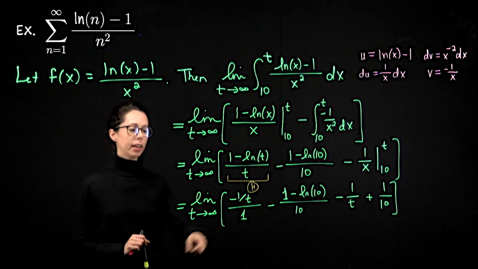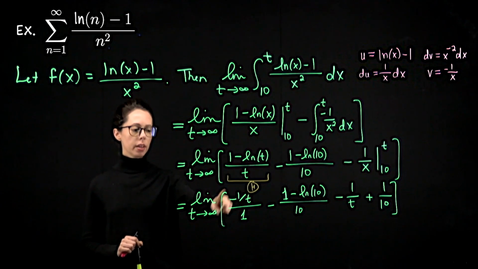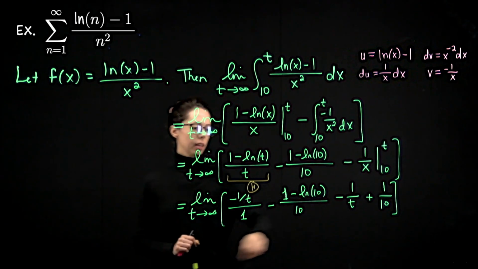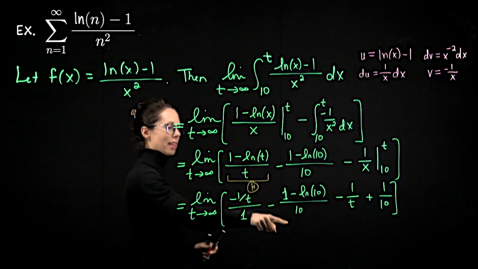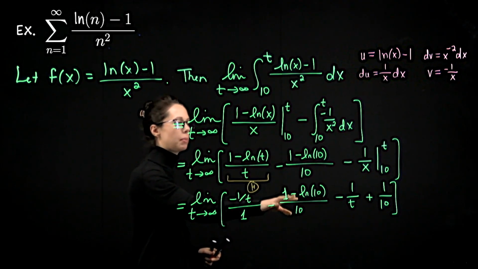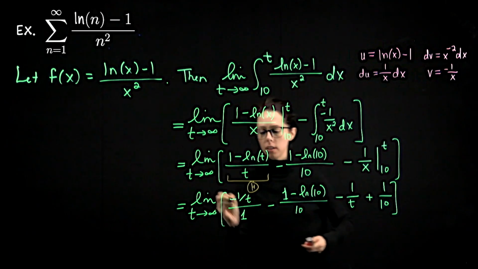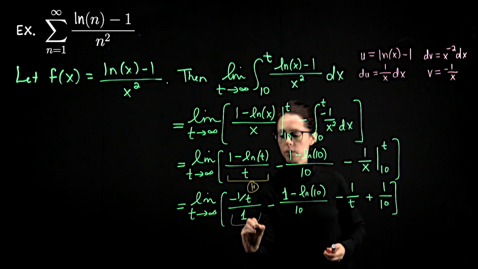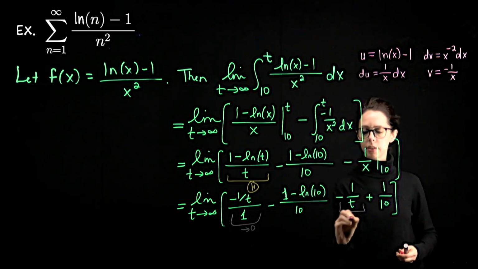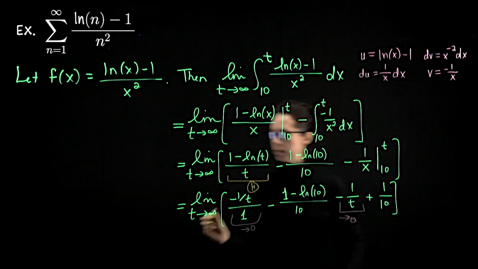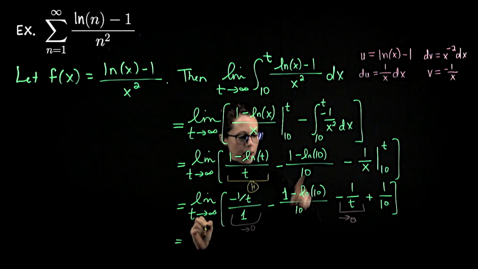As t goes to infinity, 1 over t goes to 0. So this first term goes to 0. This term also goes to 0. So we have negative 1/10 plus natural log of 10 over 10. I split that up. Plus 1/10. The 1/10s cancel. So that overall, this improper integral converges. I'm just going to make a note here that these go to 0. This improper integral converges, and it actually has the value natural log of 10 over 10.